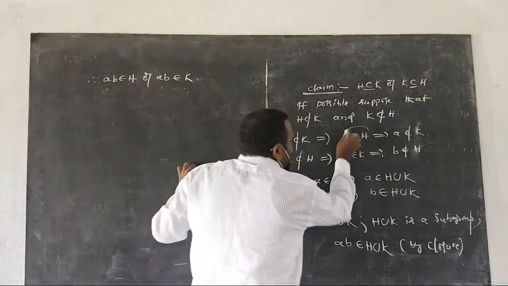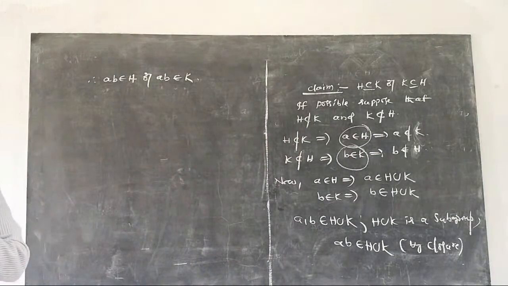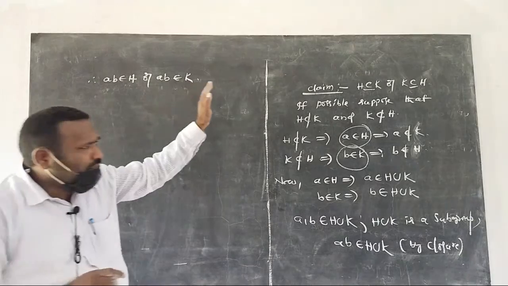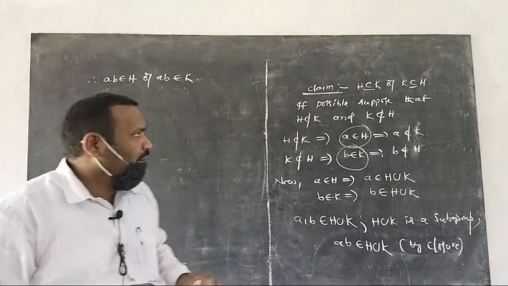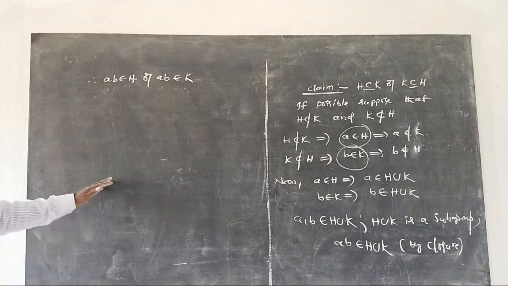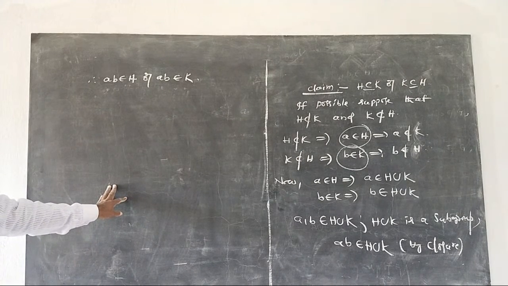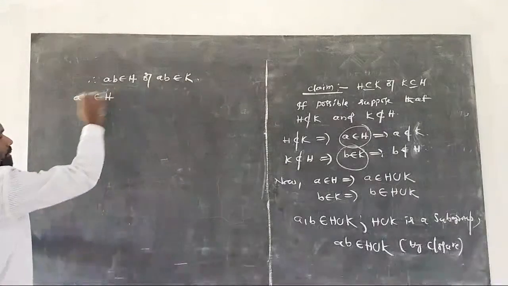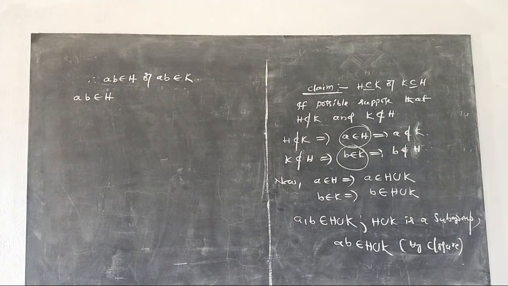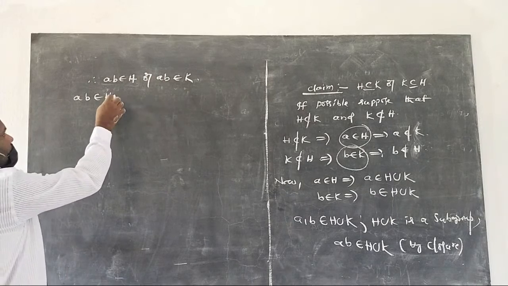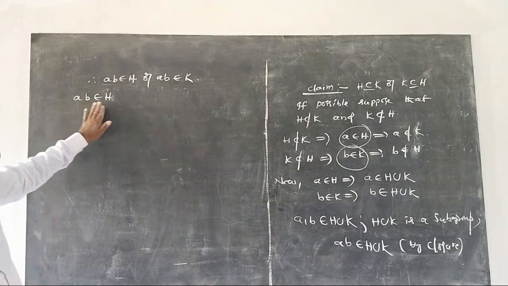So you remember this: A belongs to H, B belongs to K. Here I am going to show a contradiction. Let us take AB belongs to H. A is in H, B is in K. A and B are two elements taken in H union K. In the beginning, what I wrote, A and B are the elements of H union K. AB belongs to H.